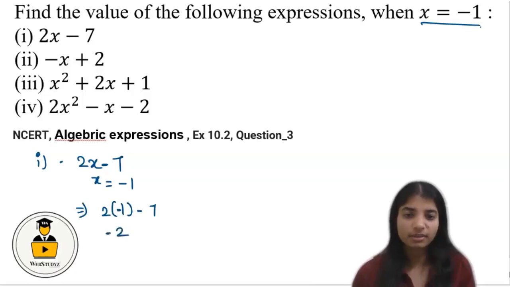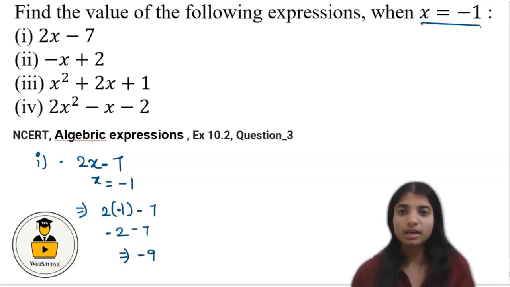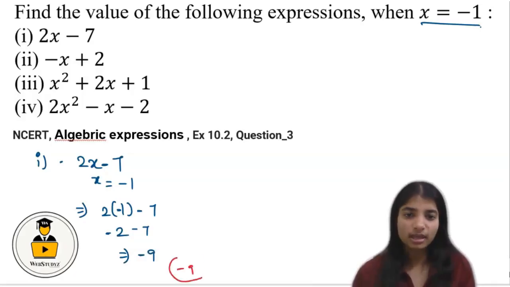2 multiplied by -1 is -2. And -2 minus 7 is -9. So we can say that the answer to part 1 is -9. So this is the answer to part 1.